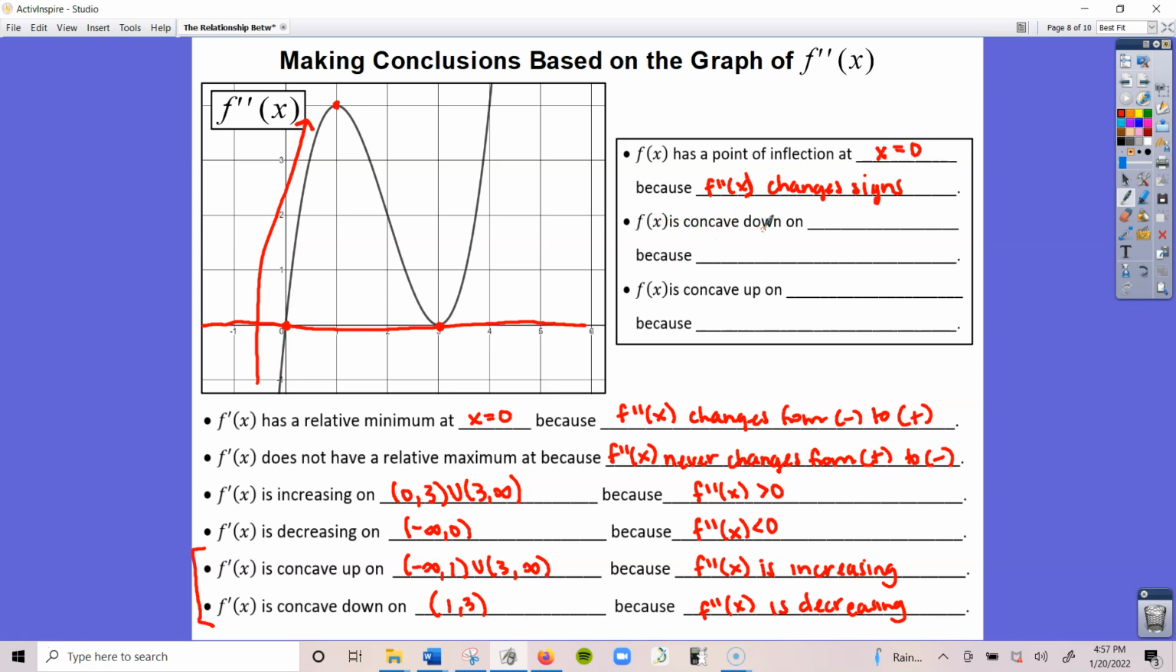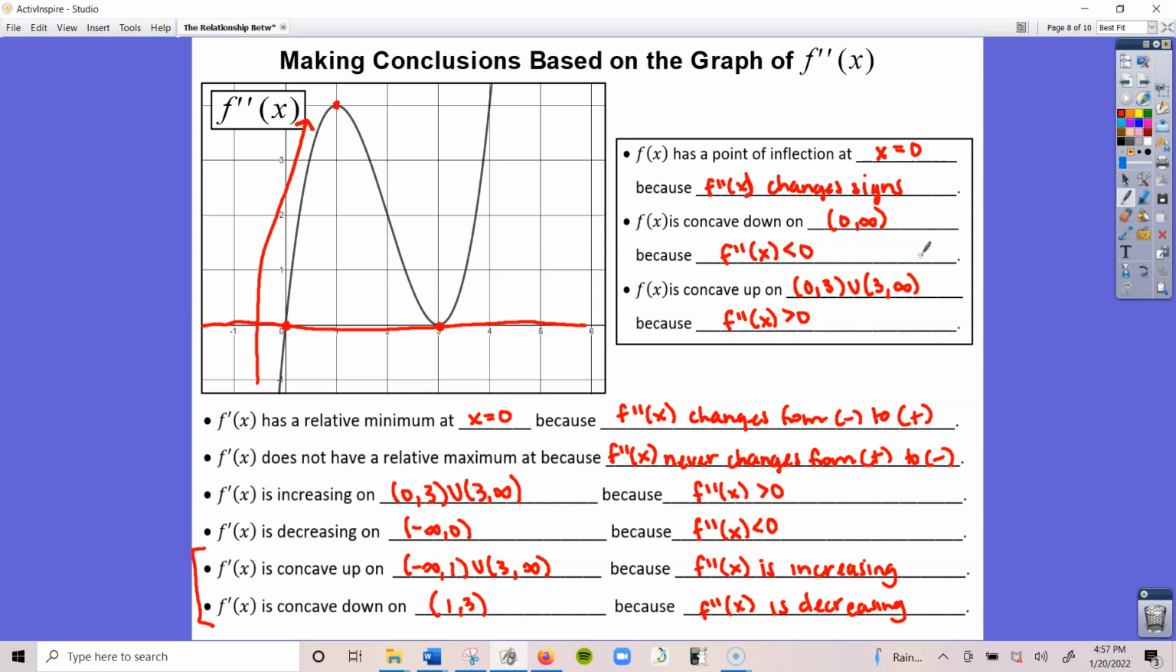F of x is concave down as long as the second derivative is below the x-axis, because that would mean that f double prime of x is less than 0, which occurs from 0 to infinity. And finally, f of x is concave up when the second derivative is positive, so f double prime of x is greater than 0, which is above the x-axis. So from 0 to 3, and then from 3 to infinity.